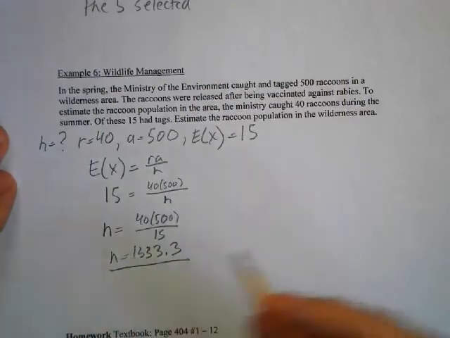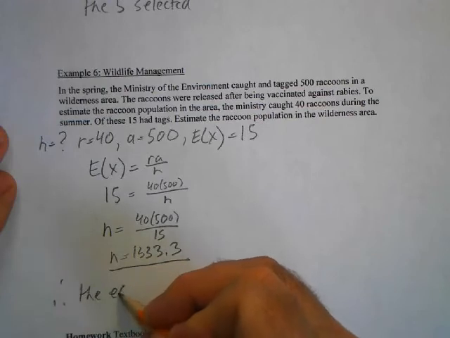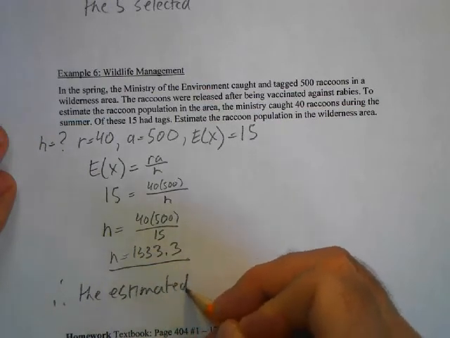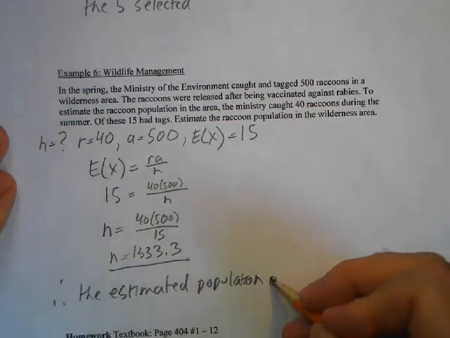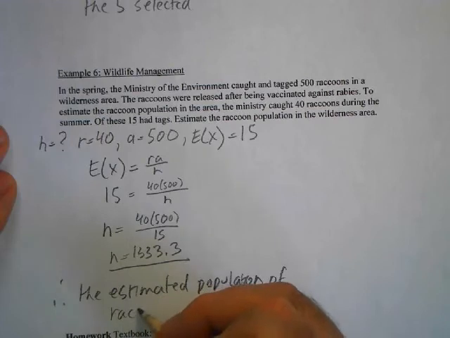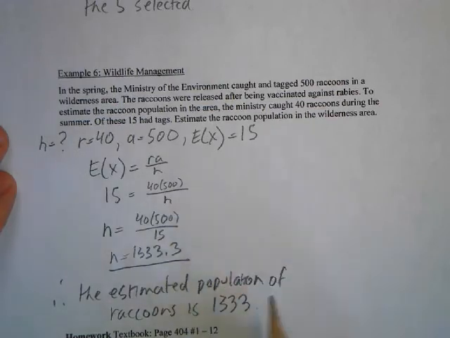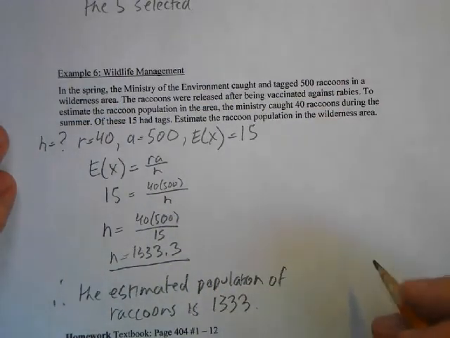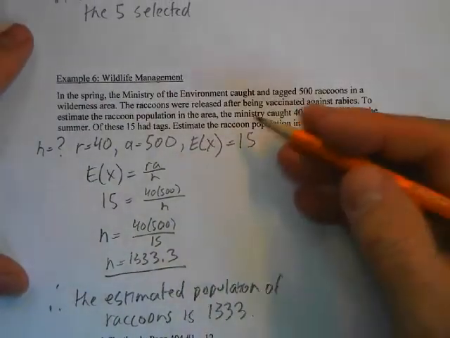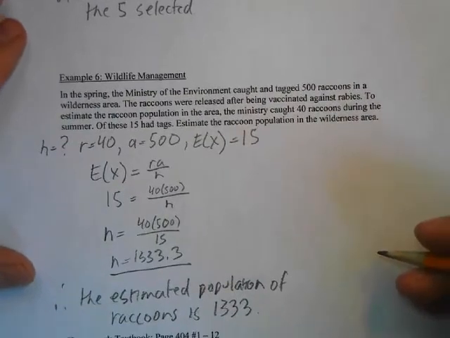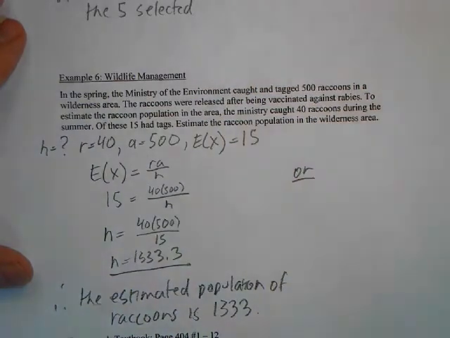So that would be your expected population, the estimated population of raccoons is 1333. We wouldn't put the 0.3 because it's a living thing, so you would round down in this case. Okay, so that's the official hypergeometric formula to do this. But I think there's a slightly more logical way.